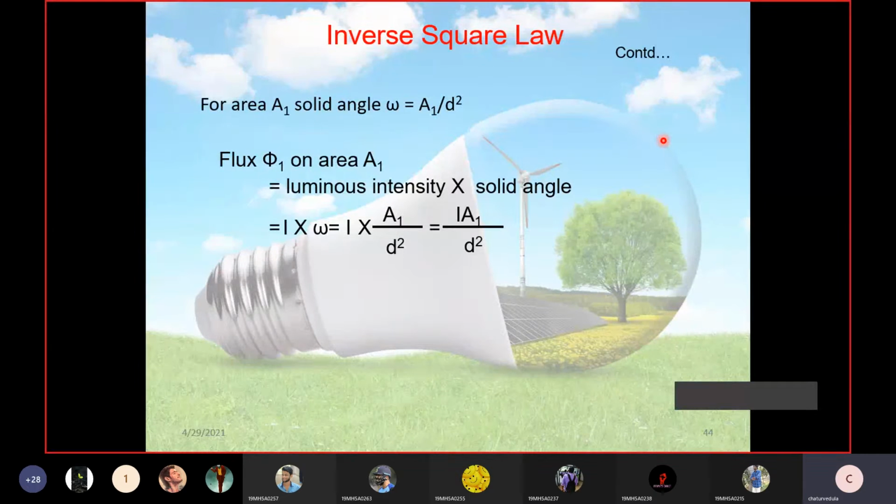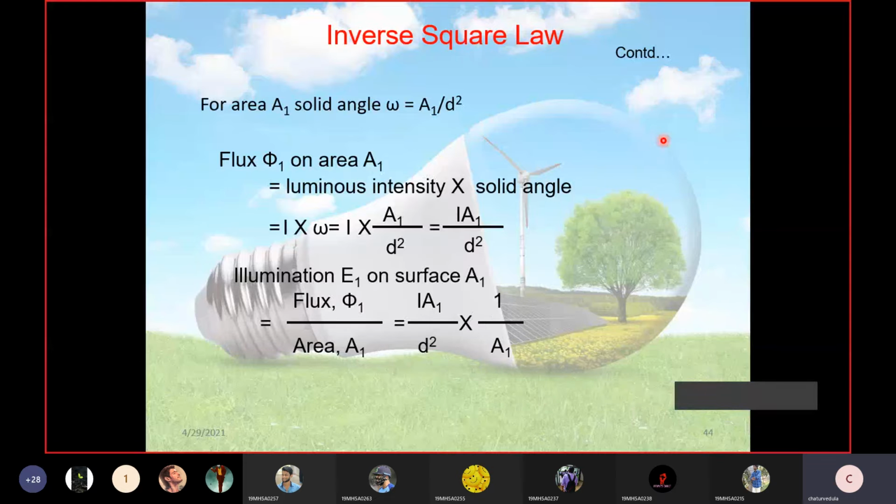So illumination E is equal to flux by area. So I into A1 by d square, into 1 by A1, since area is in the denominator. A1 will get cancelled, so I by d square is the illumination on surface A1.